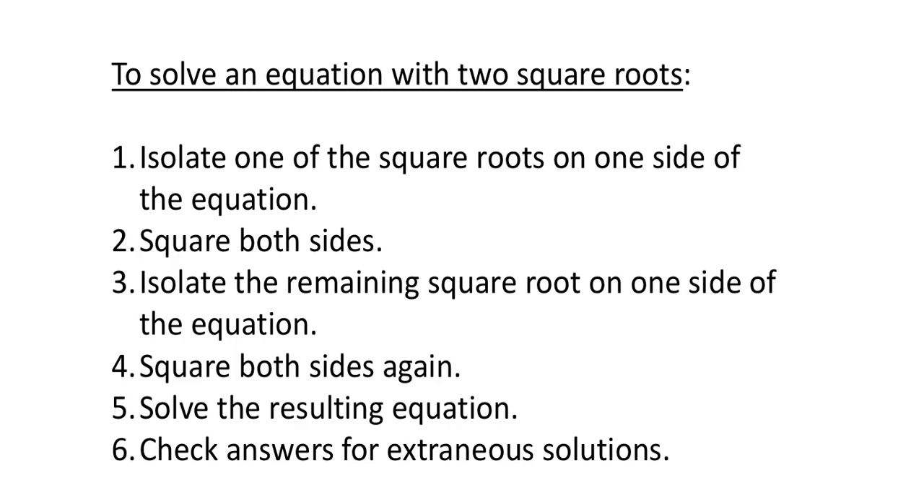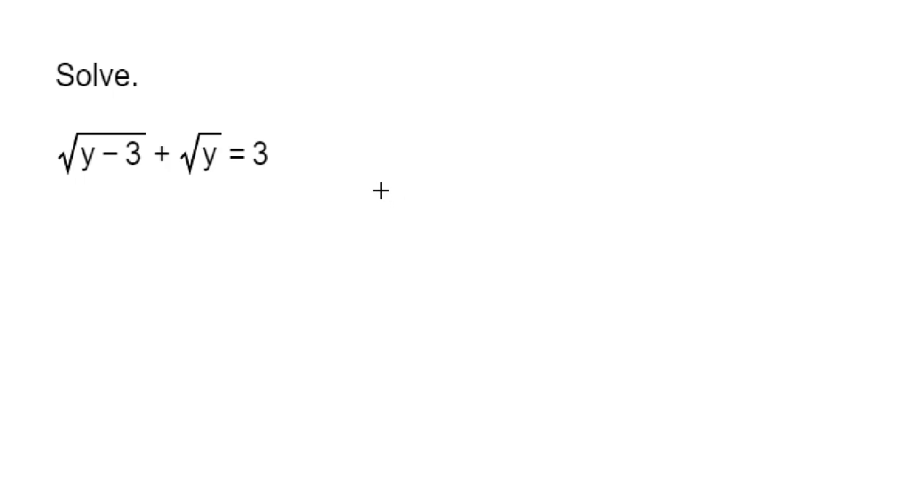All right, so let's try one of these problems. So we have the square root of y minus 3 plus the square root of y equals 3. My advice, because you're going to get rid of one of these square roots right away, I would get rid of the worst looking one first. We don't want to deal with one that looks really bad, right? We want to get rid of that one first. So I'm going to isolate the scarier looking one first. I'm going to isolate this one.